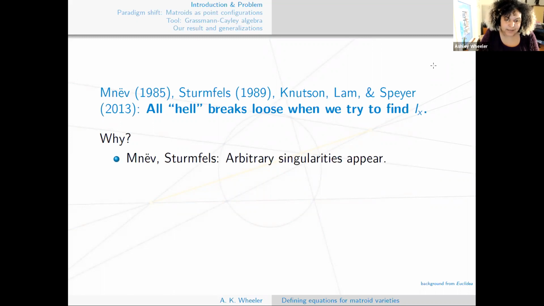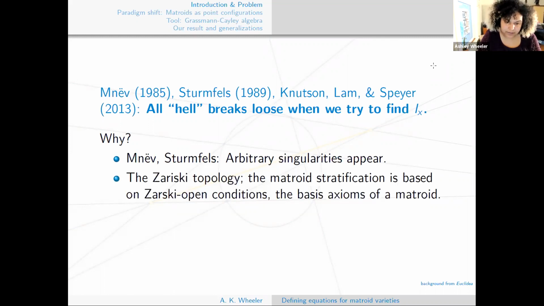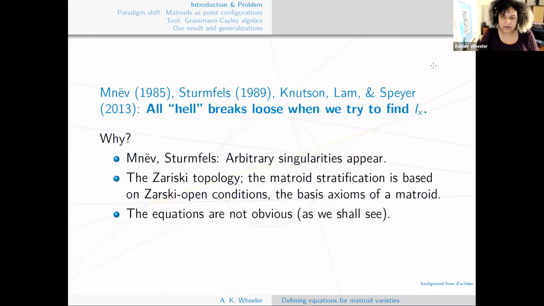Well, as observed by Mnëv and Sturmfels, arbitrary singularities over the rationals can appear in these matroid varieties. Another reason is these Zariski open conditions, which I already talked about. And then finally, the equations are just not obvious. And I'll give examples to show that.